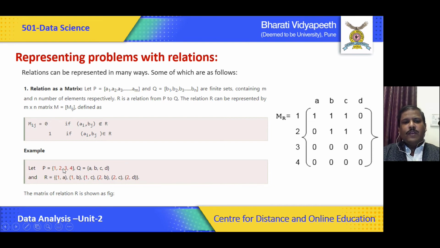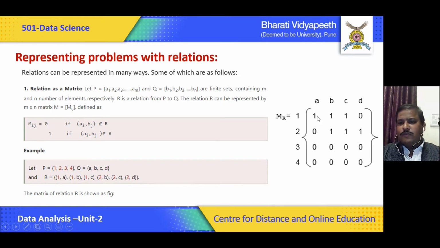We have two sets, P and Q. P has 1, 2, 3, then Q has A, B, C, D. Then the relationship we can mention here: 1 to A, then 1 to B, similarly we have different kinds of relations up to C to D. Now how can we represent this in matrix format? On one side you have the rows, 1, 2, 3, 4 elements of P, and here you have Q, A, B, C, D.